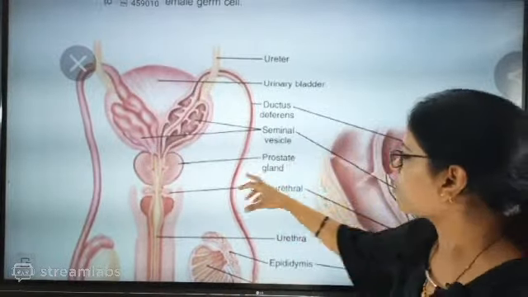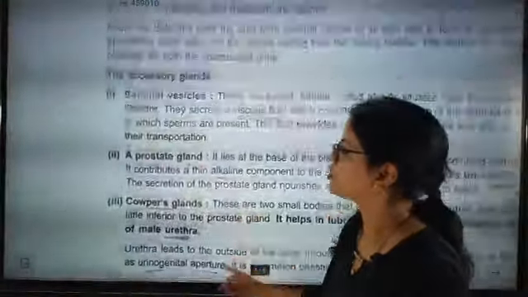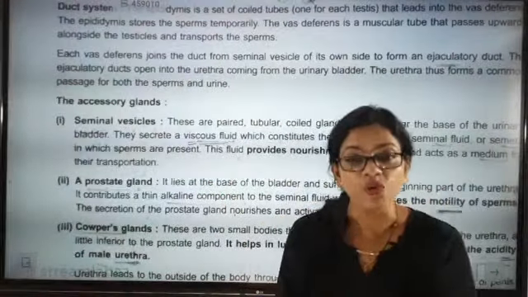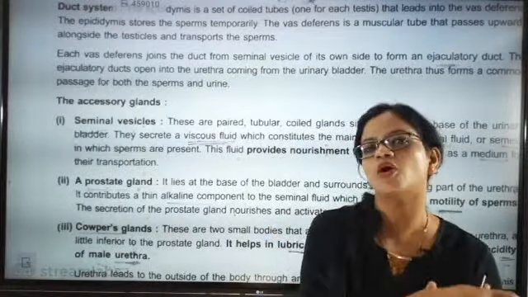Now I'm going to talk about the prostate gland. First we are going to understand the work of the prostate gland. Like the seminal vesicle, it provides a fluid, a viscous fluid. This viscous fluid does two important works.